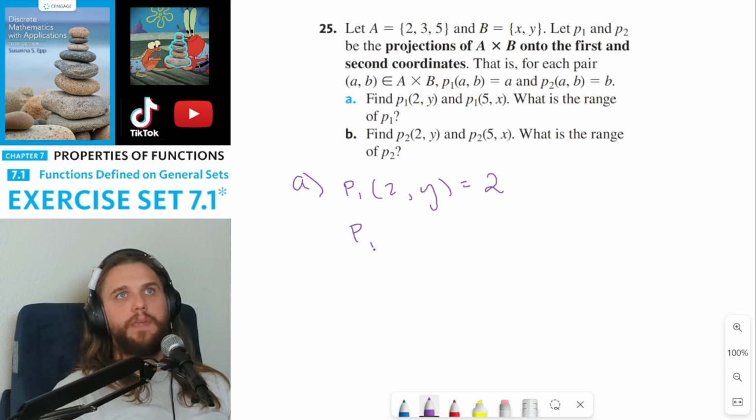Next, let's find P1 of (5, x). Again, P1 just takes the ordered pair and outputs the first coordinate by itself, which is just 5. The next question is, what is the range of P1?